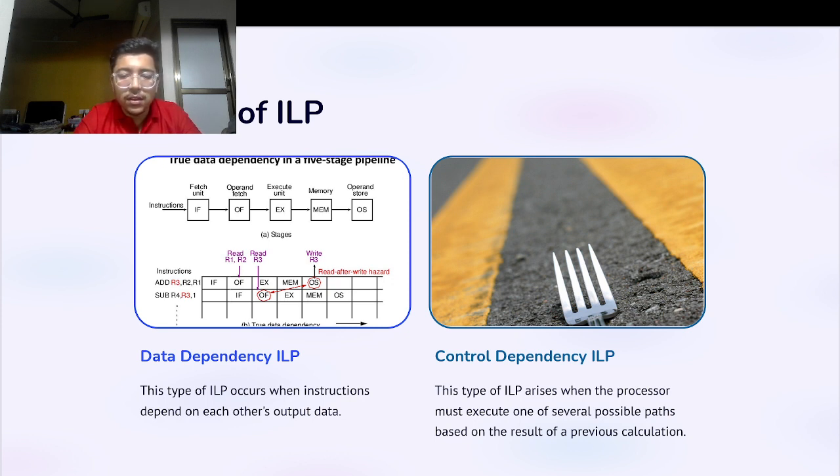Control dependency. This type of ILP arises when the processor must execute one of the several possible paths based on the result of a previous calculation.